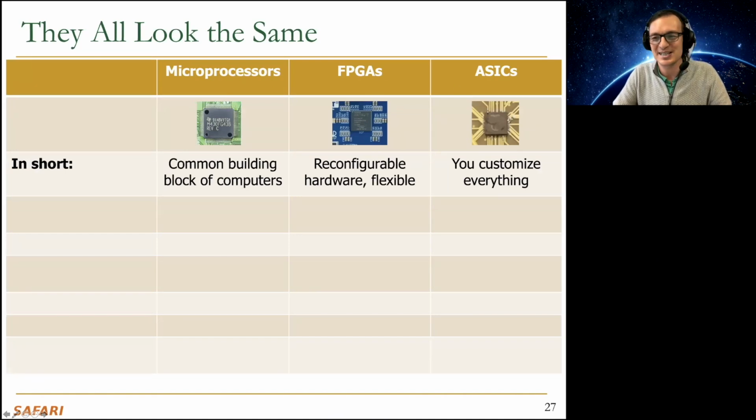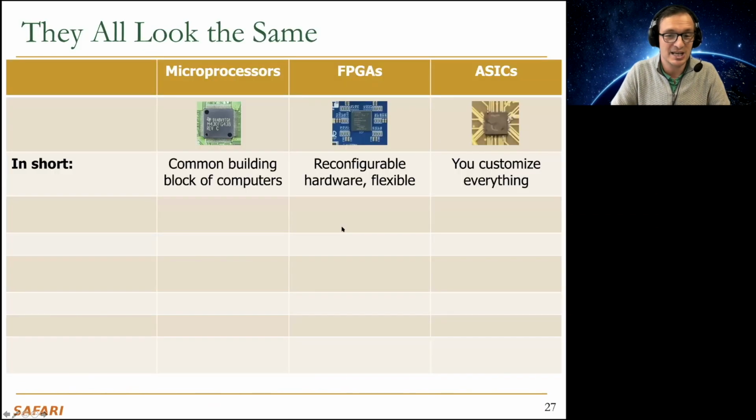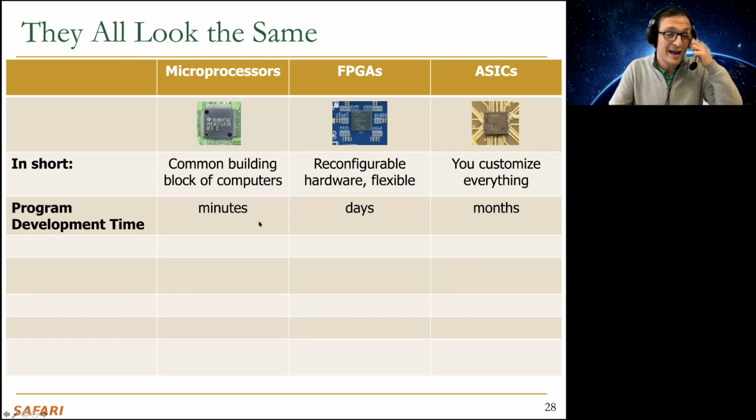Microprocessors, FPGAs, ASICs, and GPUs. I don't have the GPUs over here, but they're different in the design points that they target, as we discussed earlier. So microprocessors are very programmable. They're a common building block of computers. FPGAs are reconfigurable and flexible, and with ASICs you really customize everything for one application or a class of applications. As a result, how fast you can program them differs. With microprocessors, you can write an assembly program or a C program very quickly. FPGAs take a while to program, as you will see in your labs. ASICs may take months and months, depending on how tightly integrated you push the primitives into the hardware.